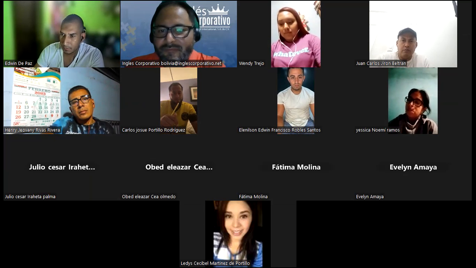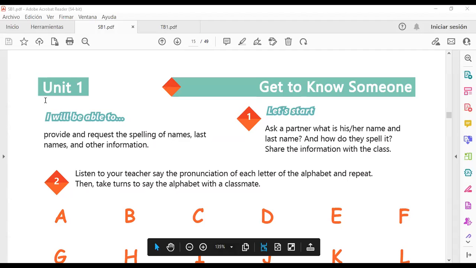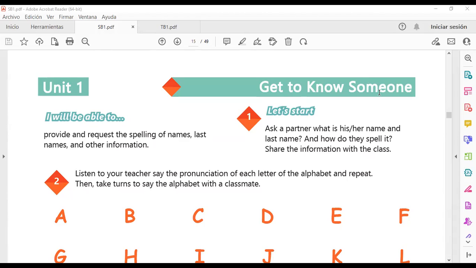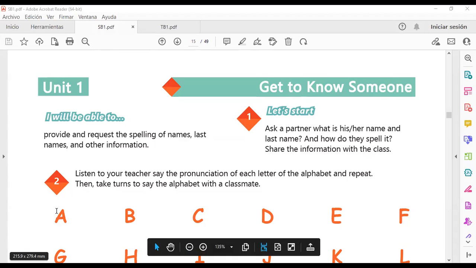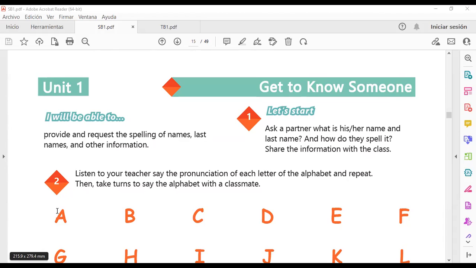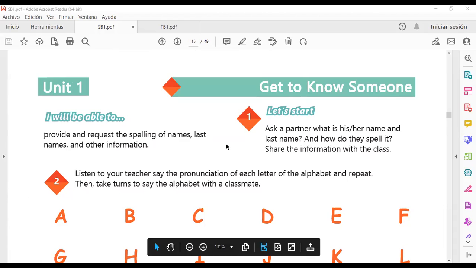I can notice that you're not going to have any problem with the alphabet. Actually, I didn't ask you to repeat. Did you notice? I didn't ask you to repeat after the teacher, A, B, C. No, I didn't do so. But you did it perfectly. So that means you have previous knowledge about this, it won't be that difficult.